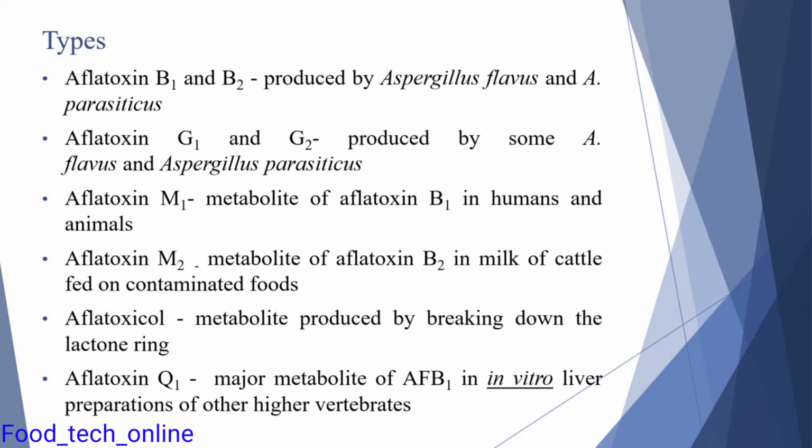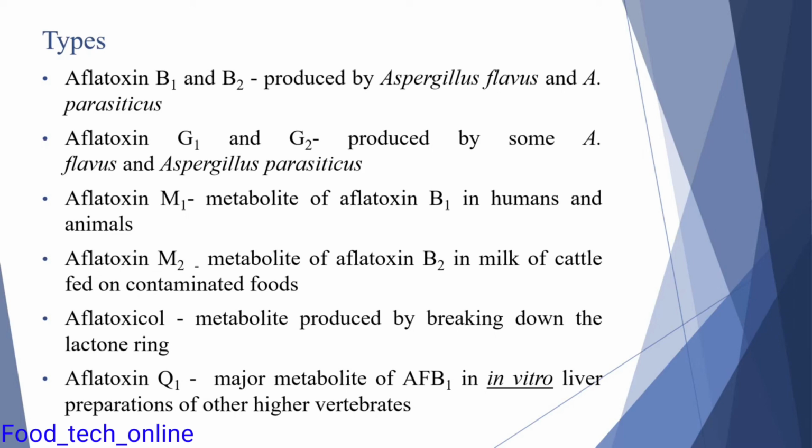And next is the aflatoxin M1, which is the metabolite of the aflatoxin B1 in humans and animals, and aflatoxin M2, which is the metabolite of aflatoxin B2 in milk of cattle fed on contaminated food, aflatoxicol, which is the metabolite produced by breaking down the lactone ring, aflatoxin Q1, major metabolite of aflatoxin B1 in in vitro liver preparation of other higher vertebrates. So, coming to the different types of aflatoxins, there are mainly 6 types of aflatoxin.